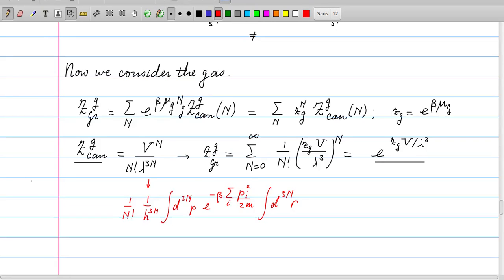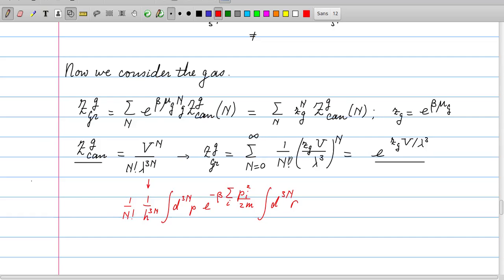The canonical partition function of an ideal gas is V to the power N over N factorial times the thermal wavelength to the power 3N, and please recall that it derives from this full expression. There is no potential because it's an ideal gas, so we have just a 1 here, and this gives me the factor of V to the power N. We calculate the Gaussian integral, and together with the h to the power 3N and the N factorial, we get the denominator here. So we take this partition function and put it into the expression of the grand canonical partition function in order to find this expression.